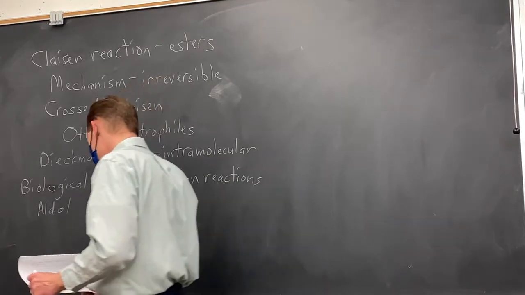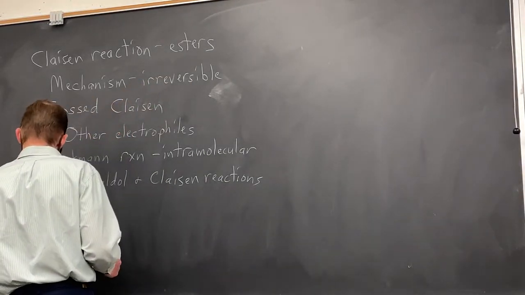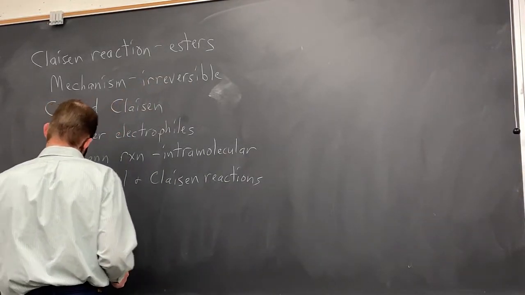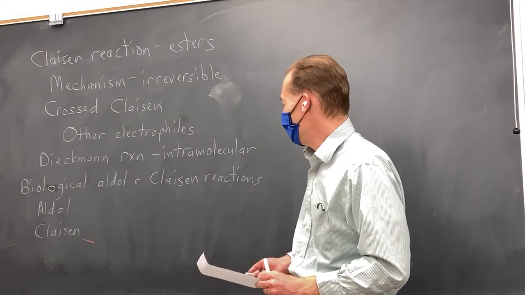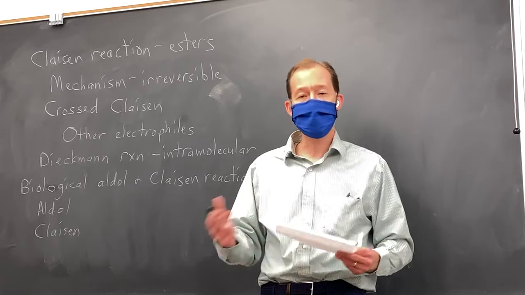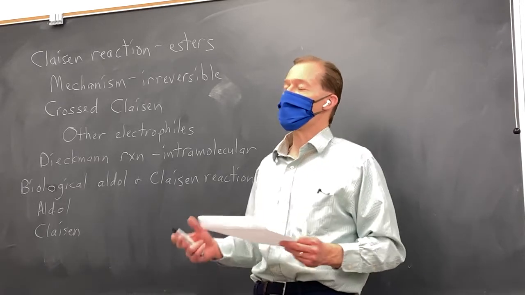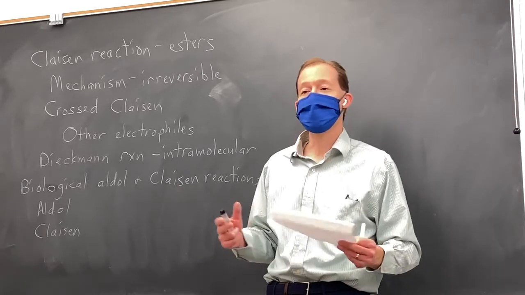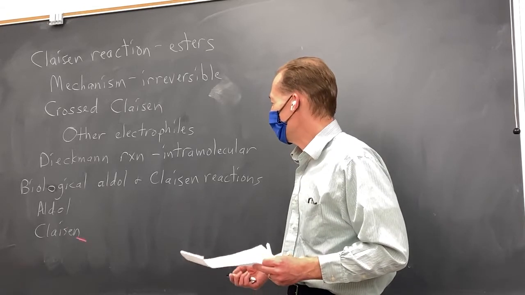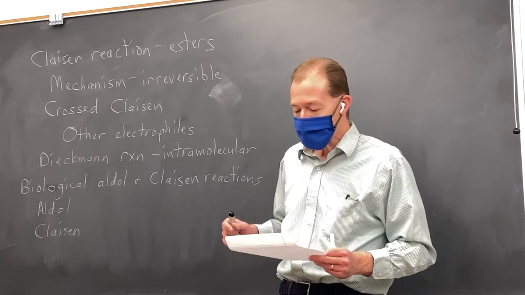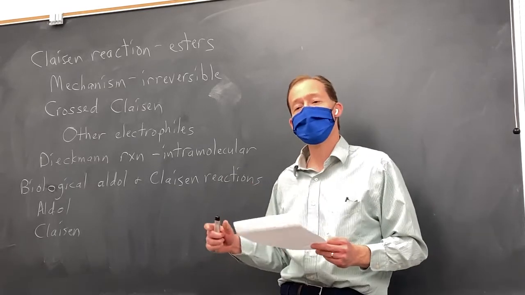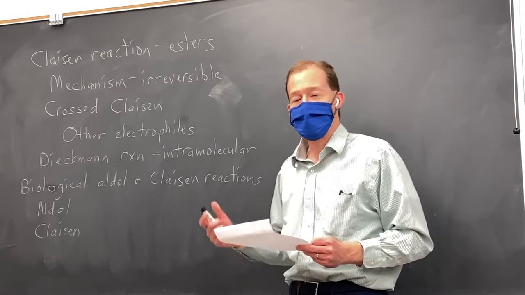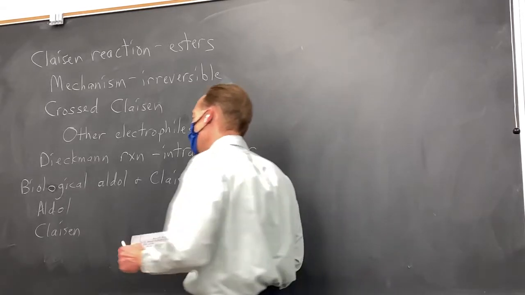We also talked about the biological Claisen reaction, and a couple things about that. In nature, it usually involves thioesters. Nature uses thioesters more than esters in these types of reactions. And then the other thing we noted here with biological Claisen reactions is they do involve enolates, but the enolates are formed via decarboxylation, okay?